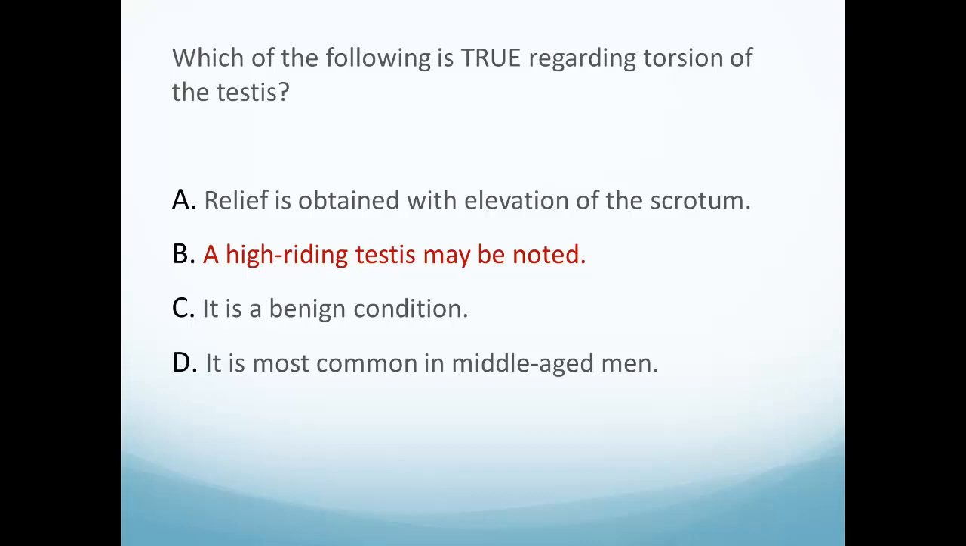Now, in most cases, in most men, that's generally going to be the case anyway. So that's kind of difficult to determine, since they're probably not going to both be at exactly the same height to begin with. But a high riding testy is one of the things we can be looking at in order to determine that the person has torsion of the testes.